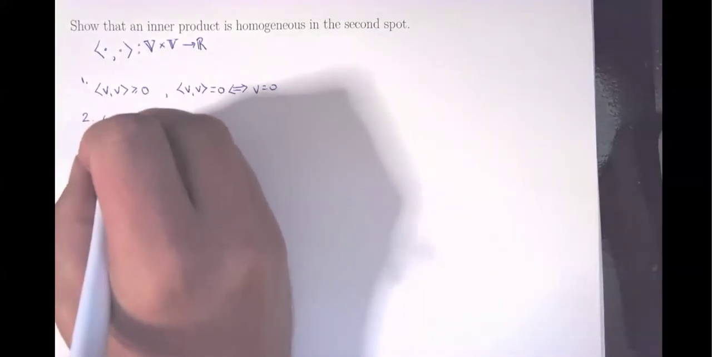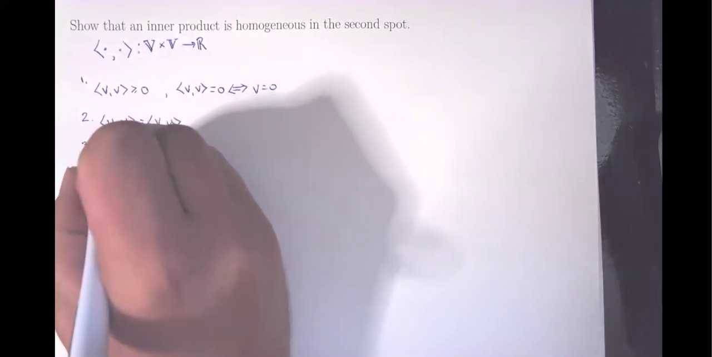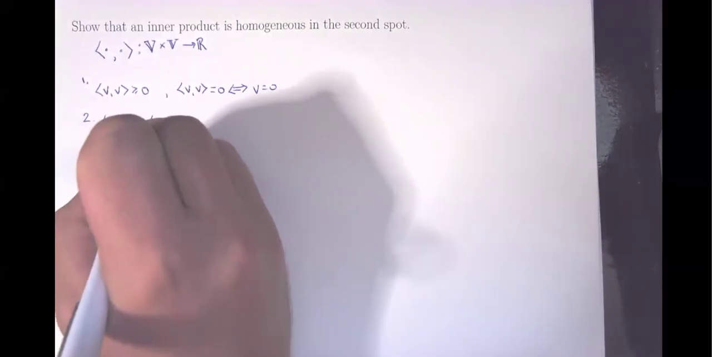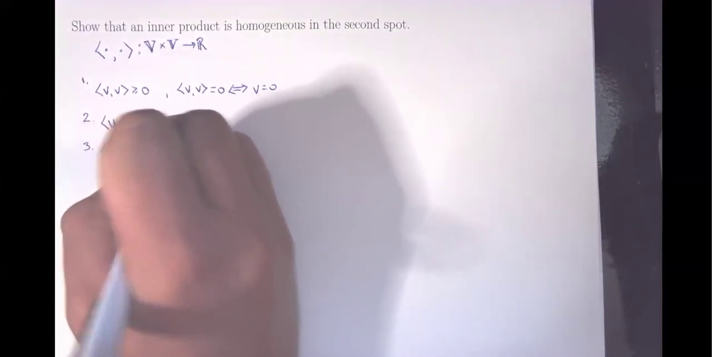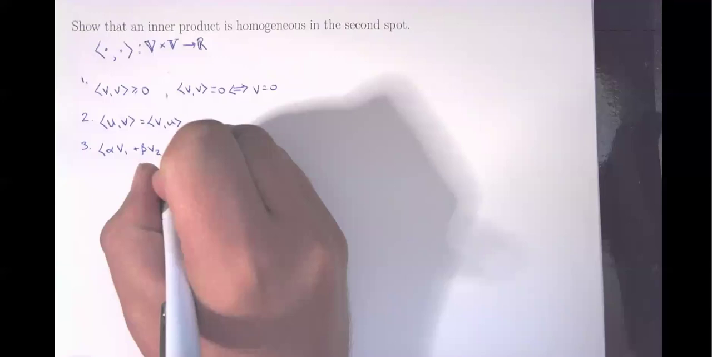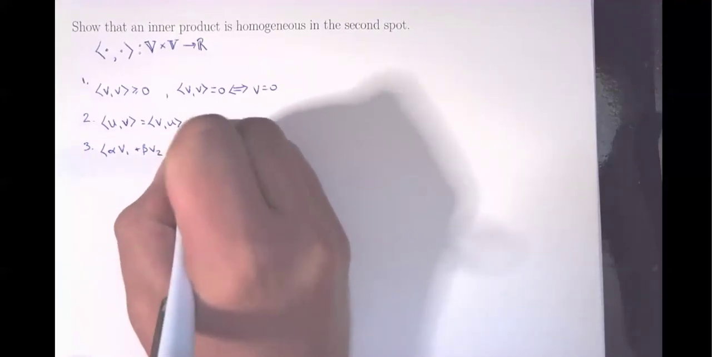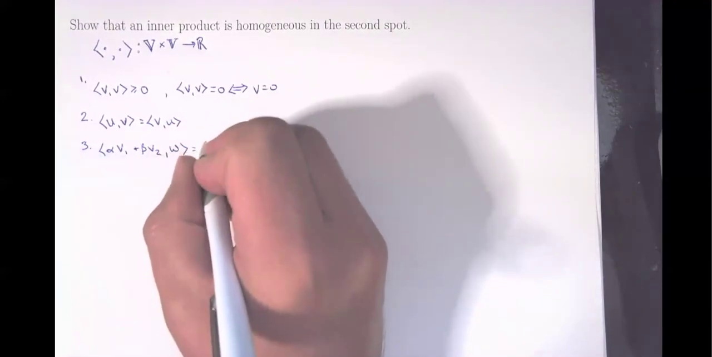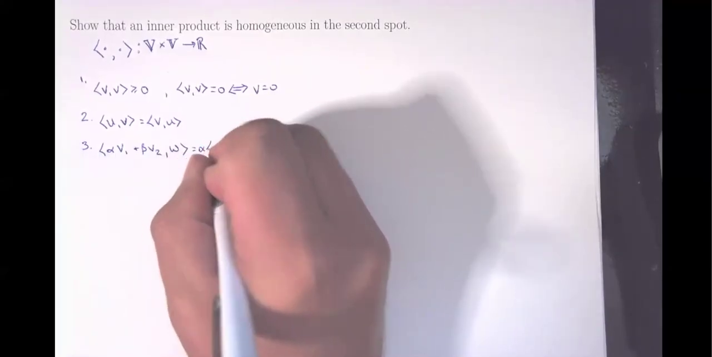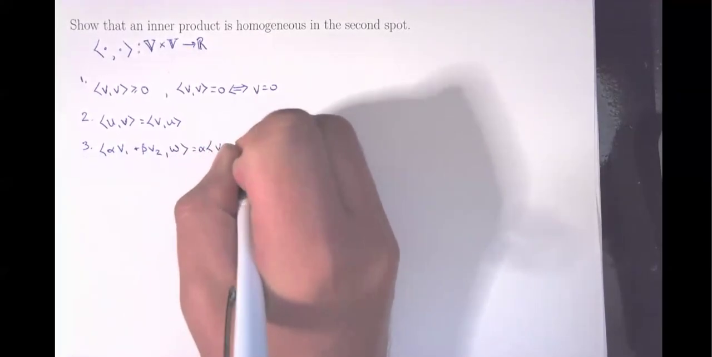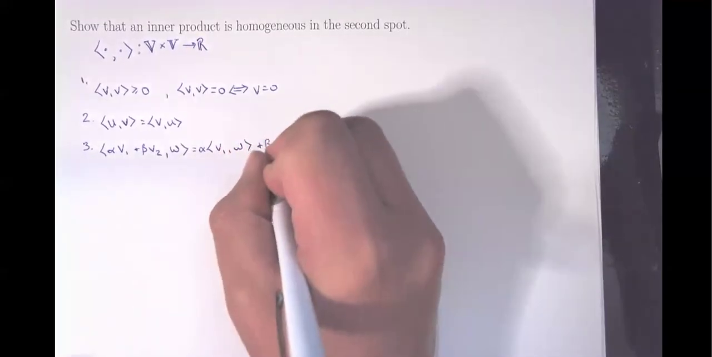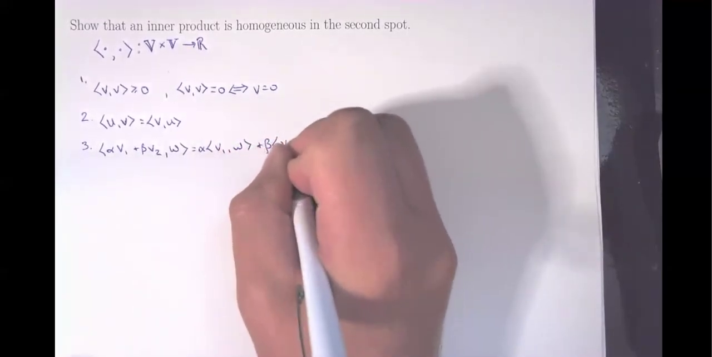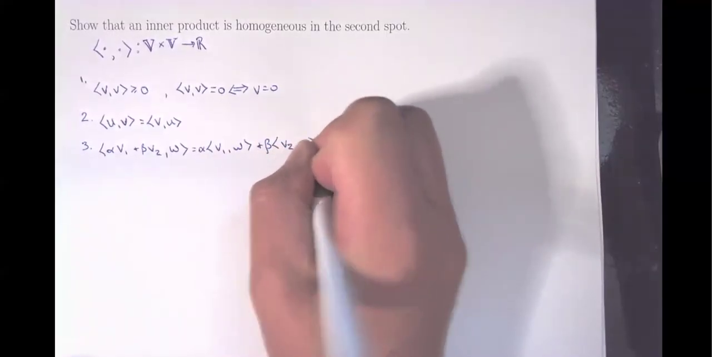The third property is linearity in the first slot. So the inner product of alpha V1 plus beta V2 with W is equal to alpha times the inner product of V1 with W plus beta times the inner product of V2 with W.